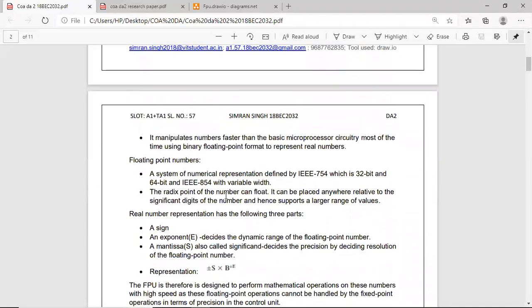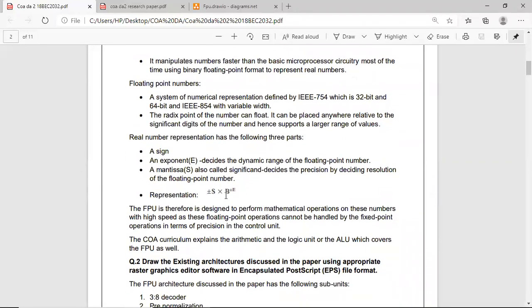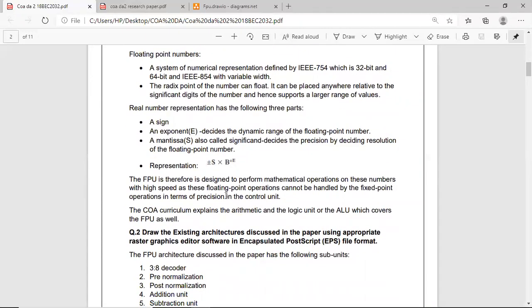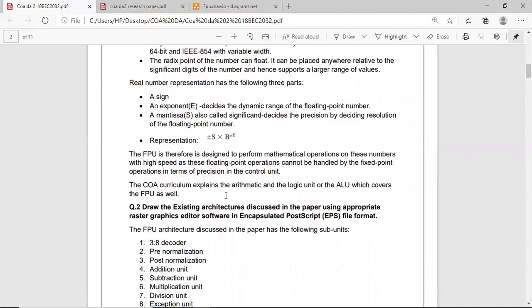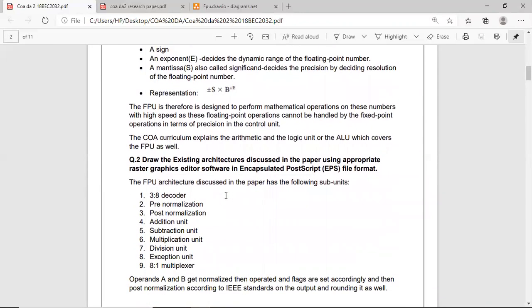Further, I have explained the IEEE representation of floating point numbers. Again, the representation is explained with the help of three parts: the sign, the exponent, and the significand. Thus, this correctly explains how the FPU is a necessary part of any control system or control unit.